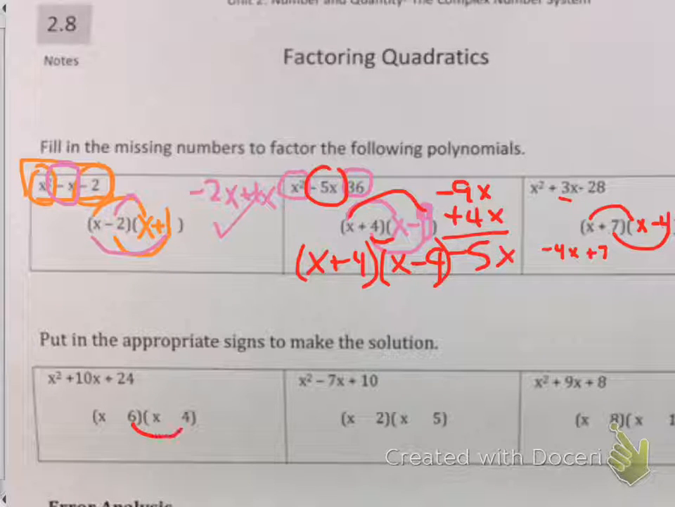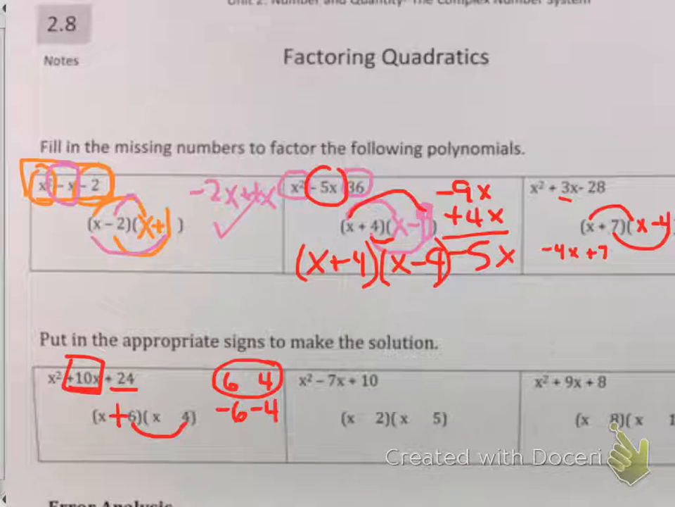So I need 6 and 4 to multiply together to be a positive 24. They have to add together to be a positive 10. In order to multiply to a positive 24, they could be a positive 6 and 4, or they could be a negative 6 and 4. But to get them to add to a positive 10, they have to be positive. So I'm going to be putting a plus sign here and a plus sign there.